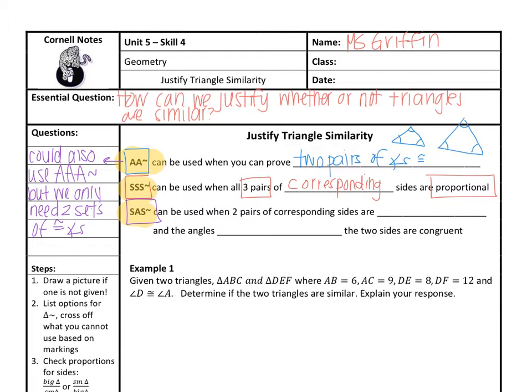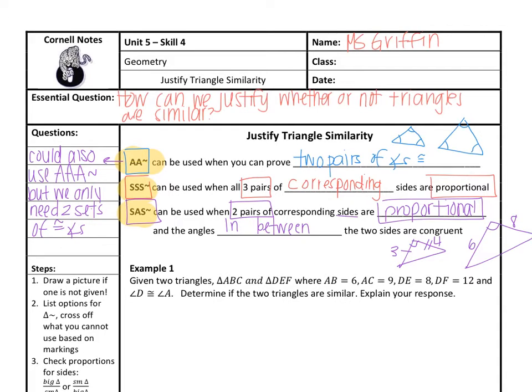Again, different from congruence because the corresponding sides, 2 pairs, are proportional. Same thing, it's just the grammar. And the angles in between the 2 sides are congruent. So this would look something like this: side, angle, side, with maybe a 3 and a 4 here. And then a bigger triangle, scaled up by a factor of 2, and we get 6 and 8 with a pair of angles in between them that are congruent.